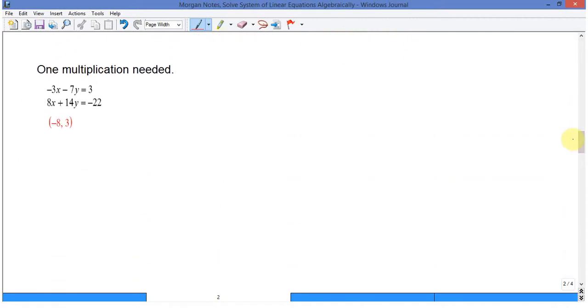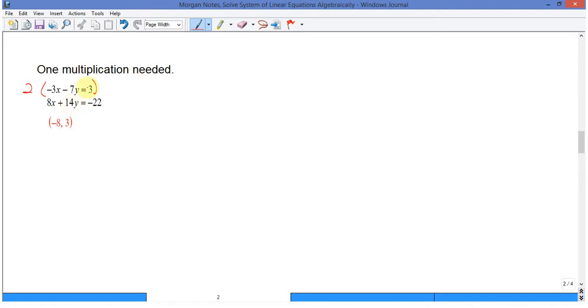This problem is a little bit more complicated in that I am going to have to do a multiplication step. You can see that there's the negative 3x and the 8x. If I add those together, that would be 5x. And the same thing for the y's. I can't get rid of the y's by adding, but what I can do is take this first equation and multiply the whole equation by 2, that would give me a negative 14y, which when added to this 14y would make the y coefficients go to 0.